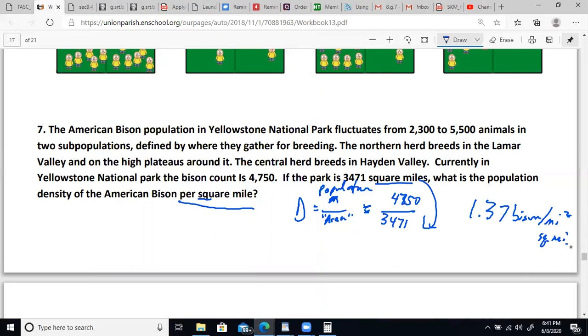All righty, so there you have it. That's population density. That could get you 1 or 2 questions on the test. Every little bit counts. So give that a try on the quiz, and then I'll have a couple more for you tonight.